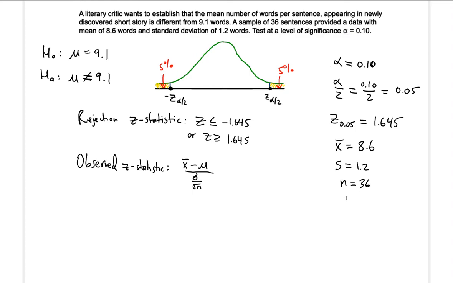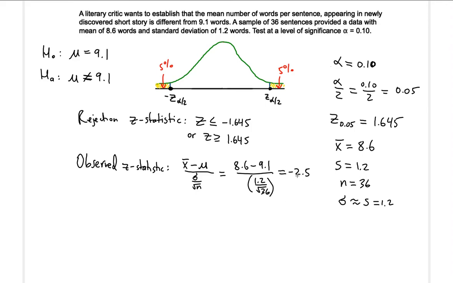Well, since we're talking about a sample of at least 30 items, the population standard deviation can be approximated by the sample standard deviation. Okay? And this is equal to 1.2, so the population standard deviation is about 1.2. So we can go ahead and do this. We will get 8.6 minus 9.1 divided by 1.2 over the square root of 36. All right. So this should give us exactly negative 2.5.